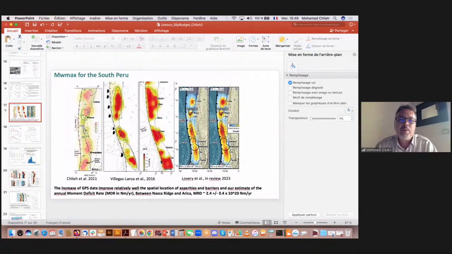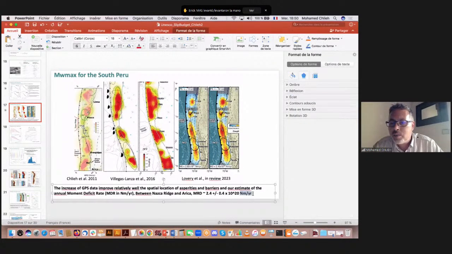So in the coupling map, you have two pieces of information. You have partial information on the areas that are more locked, and you also have a moment deficit that is the integral of that, multiplied by the coupling and multiplied by the plate velocity. This is what we call a moment deficit rate, and it is given in Newton meter per year. And so, if you want to have the moment on the long term, you multiply by a year, and you have a moment. Thank you so much. Yeah, I understand this point.